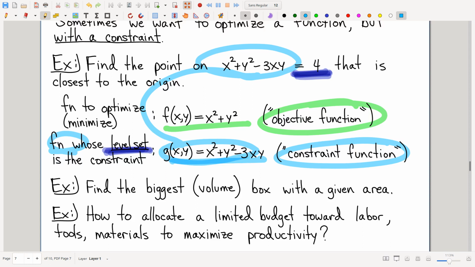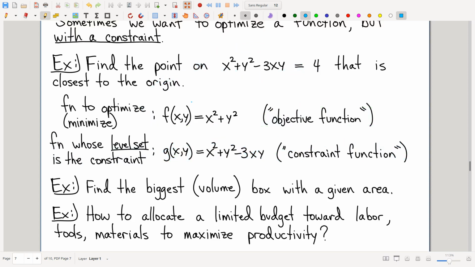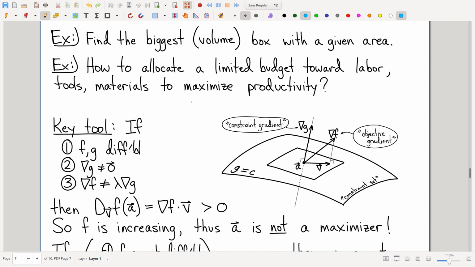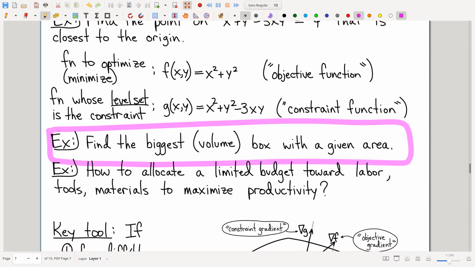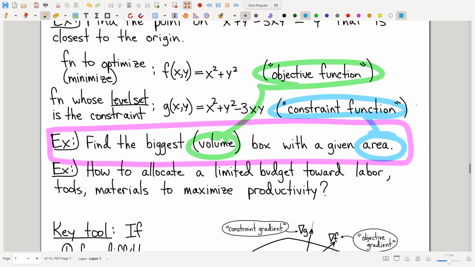So, a couple of examples, real world applications. I got ahead of myself there. Here's a reasonable question. What's the biggest box that you can make with a given amount of materials to make up the surface area, the outside area of the box? It's a practical problem, but also a constrained optimization, because I want to make volume as big as possible, but I have a constraint that area has to be a fixed value.